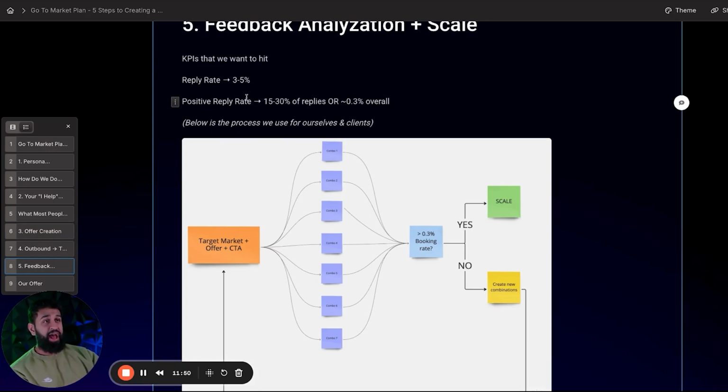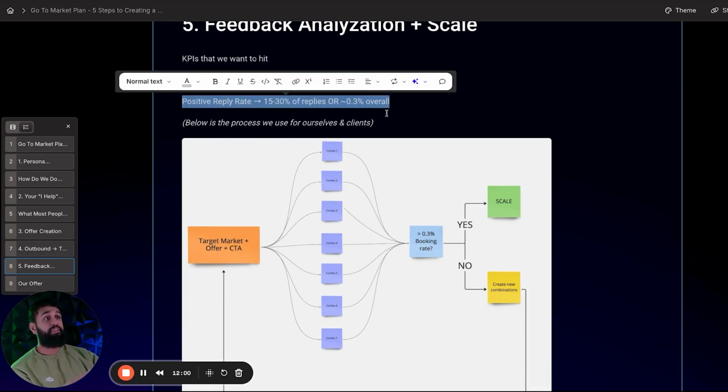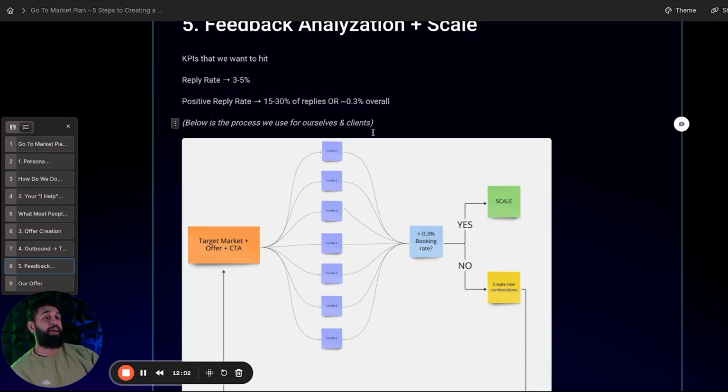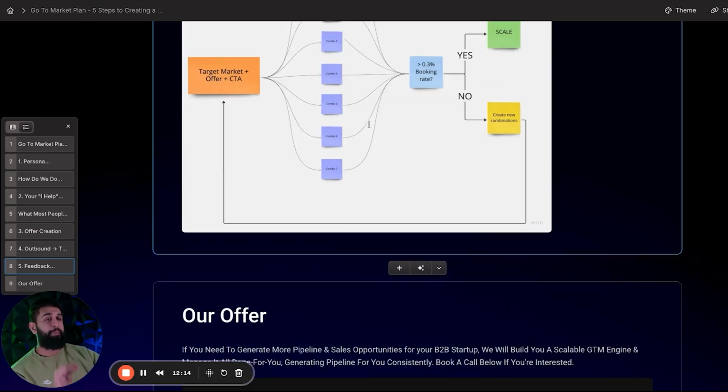Once we get that, then we want to look at positive reply rate. Anywhere from 15 to 30% of replies should be positive, which comes out to around 0.3% overall. If we can do that, that means we have a good campaign and we can scale it. We should be generating sales opportunities consistently from that campaign. So that is the five-step process of creating a go-to-market strategy using outbound, which is the most capital efficient way.